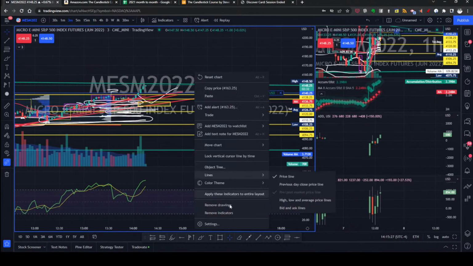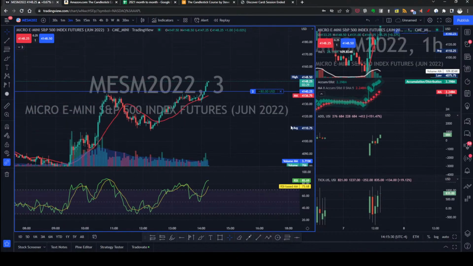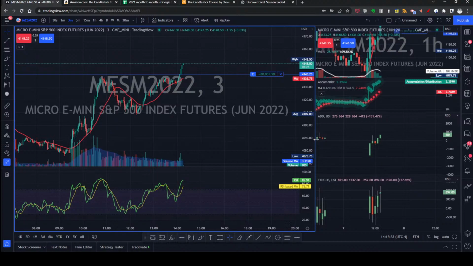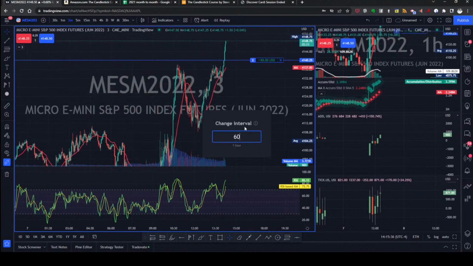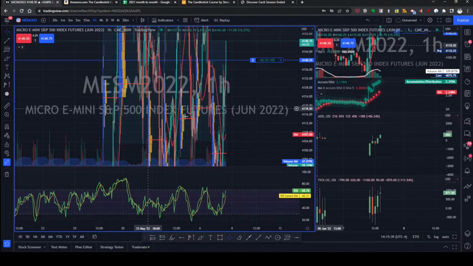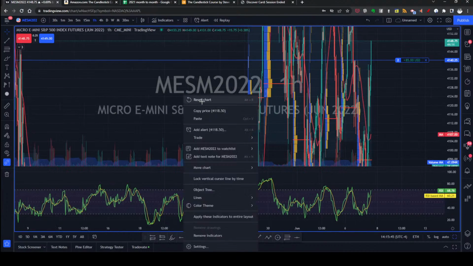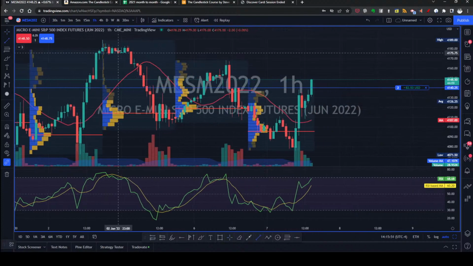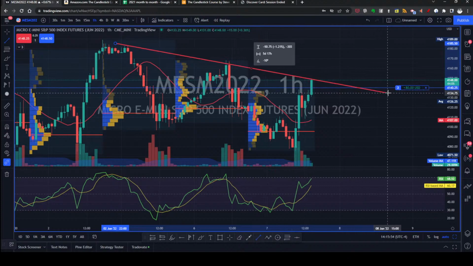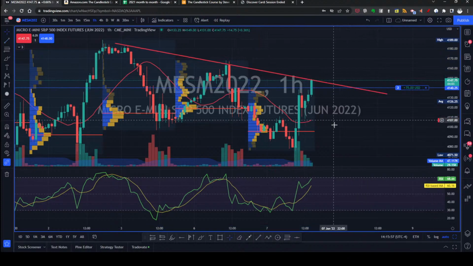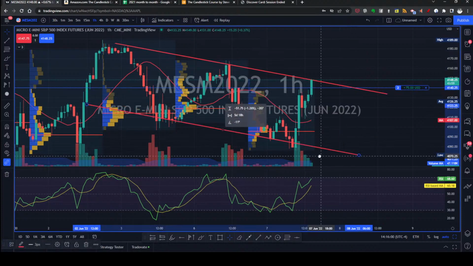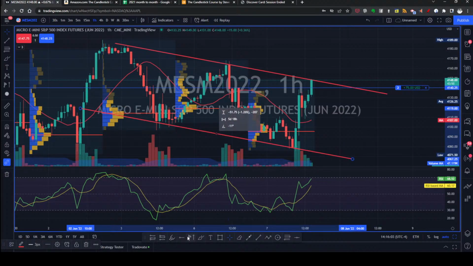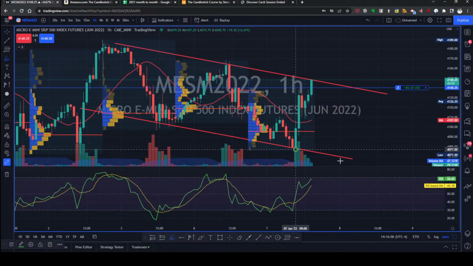This is getting really cluttered. Let me get rid of this stuff. Okay. So let's reassess real quick. Let's go to the 60-minute. That's where we are right now. So we've touched this line up at the top. This morning we were down here. This morning we were right here when we opened. And as we expected, we continued there.